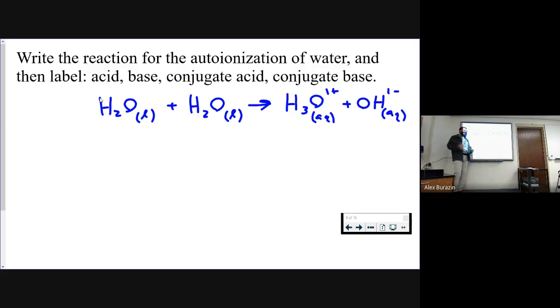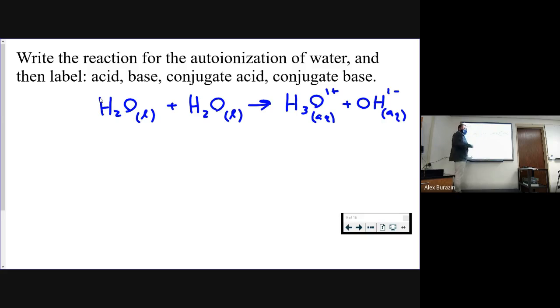Acid, conjugate base; base, conjugate acid. Doesn't matter which water you pick, does it? What's the difference between that one and this one? I don't know, they look pretty similar to me. So whichever one you want to call the acid, go for it. Whichever one you want to call the base, go for it.